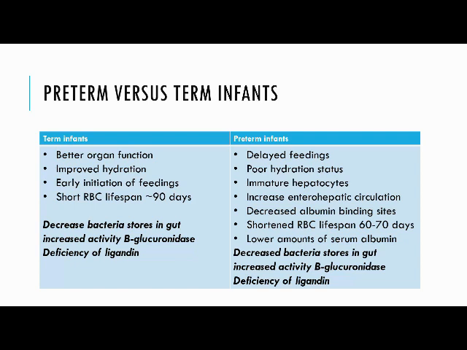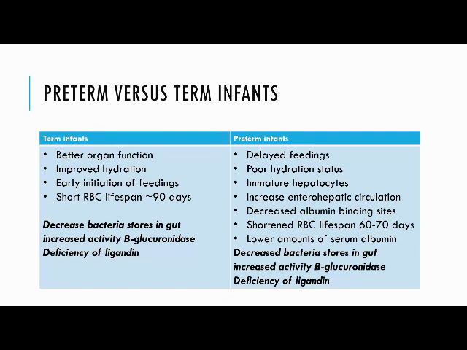And then term infants, they have better organ function. They have improved hydration, usually in the first couple of days. They usually have early initiation of feedings right away. And their red blood cell lifespan, even though it's shorter than adults, is not as short as our preterm infants.